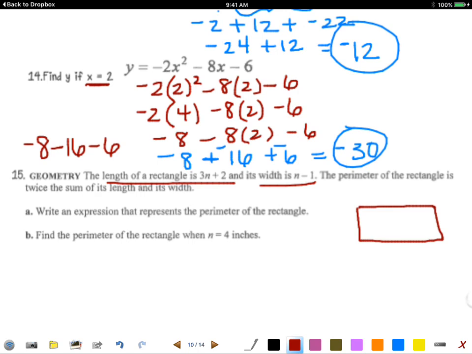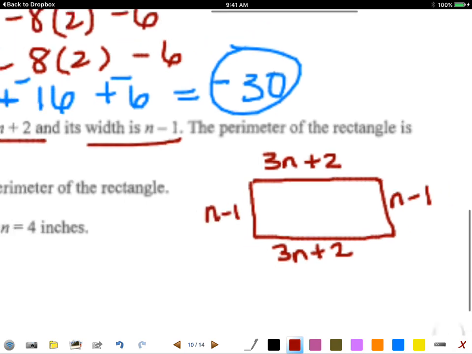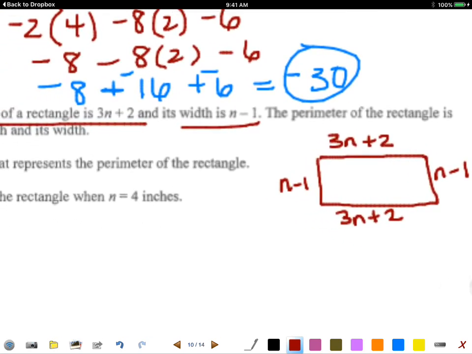All right, it says the length is 3n plus 2. So 3n plus 2. The width is n minus 1. Well, if the length up top is 3n plus 2, the bottom is 3n plus 2. And both sides are n minus 1. Okay, so the perimeter, we need an expression for the perimeter. And there's a lot of options here. Anybody want to take a shot at what the expression might be? Perimeter means to add all the sides up.